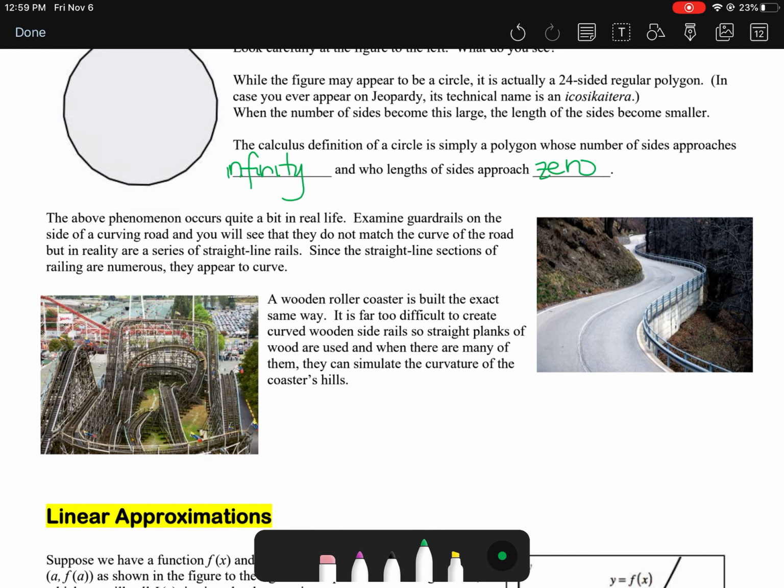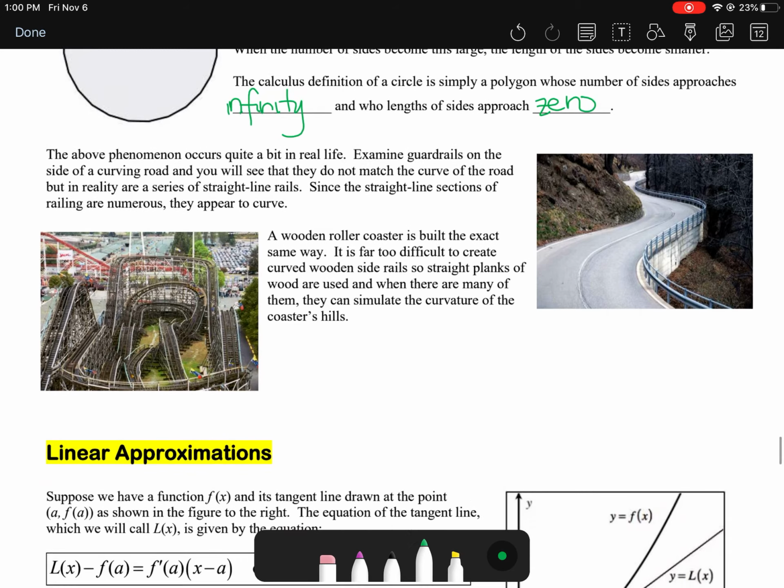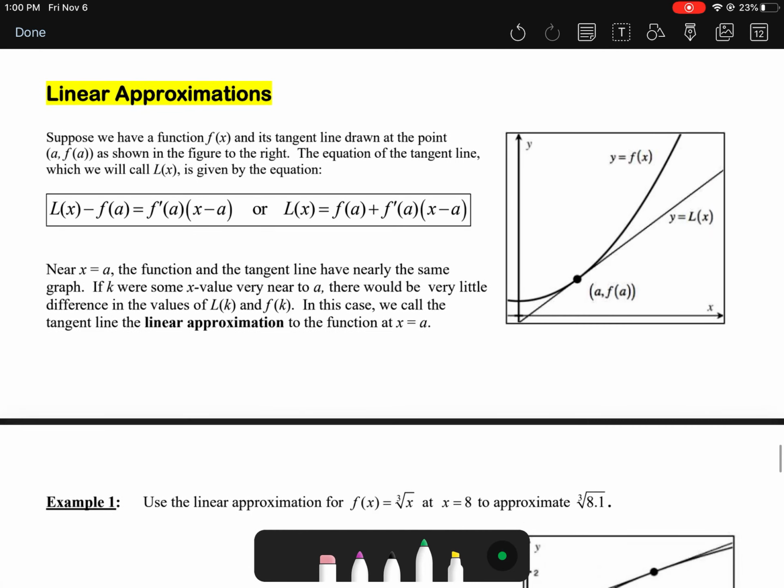So the above phenomenon occurs quite a bit in real life. Examine guardrails on the side of a curving road, and you will see that they do not match the curve of the road, but in reality are a series of straight line rails. Since the straight line sections of railing are numerous, they appear to curve. A wooden roller coaster is built the exact same way. It is far too difficult to create curved wooden side rails, so straight planks of wood are used, and when there are many of them, they can simulate the curvature of the coaster's hills.